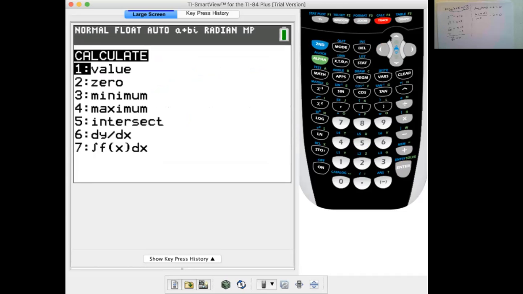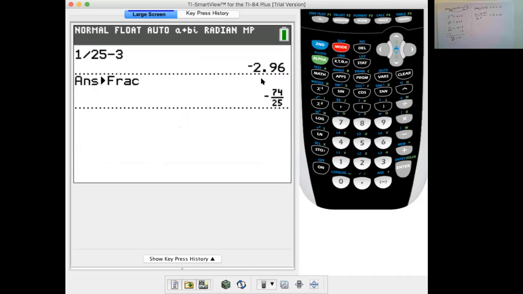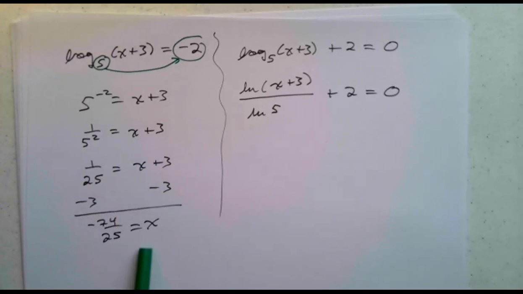Second calc, 0 finder. Left bound, I have to go to the left of where it's crisscrossing, and the only point I have to the left is here. The point I have to the right is here. And I'll use that also as the guess. And I get -2.96. Now remember, what was -2.96? -2.96 was -74/25. So that checks our answer. And sure enough, the answer to log base 5 of x plus 3 equals -2 is -74/25.